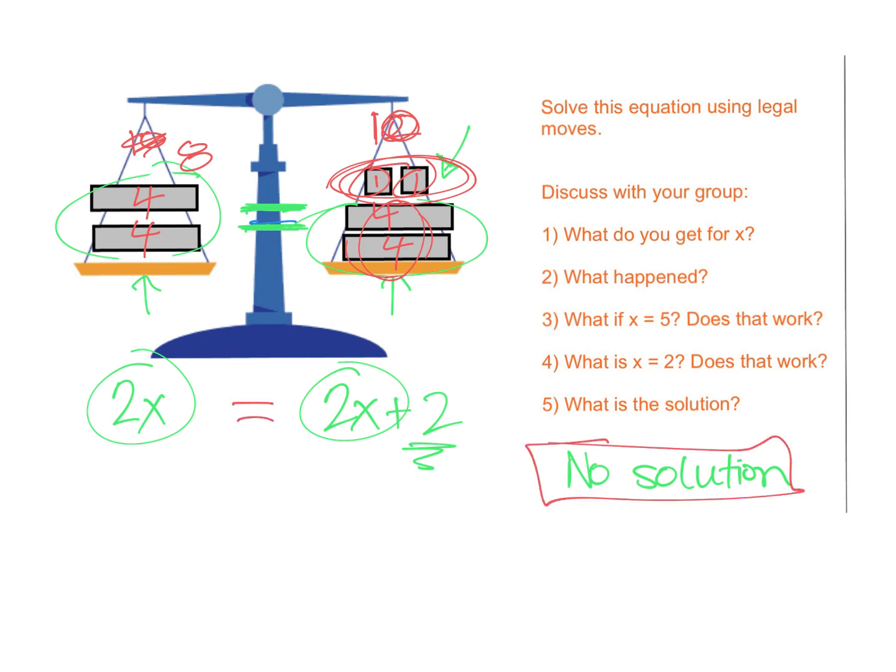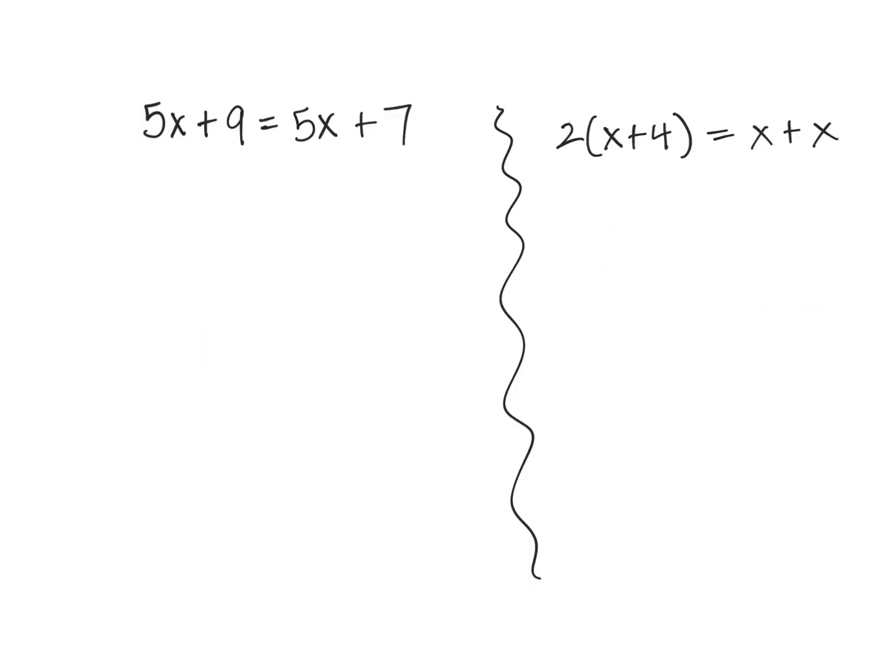So take a look at what this equation looks like. It says 2x equals 2x plus 2. It has the same thing on both sides, and then this has an extra thing. If you have an equation that looks like that, the answer is no solution. All right, so let's actually try to solve an equation, and then we'll see what we notice.